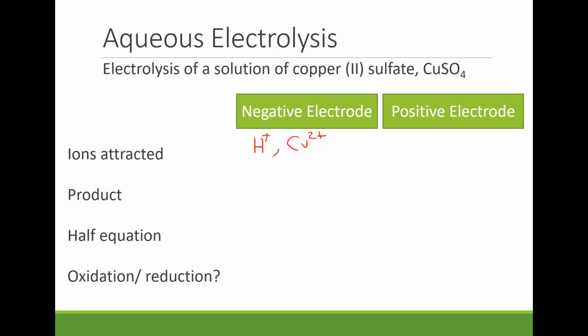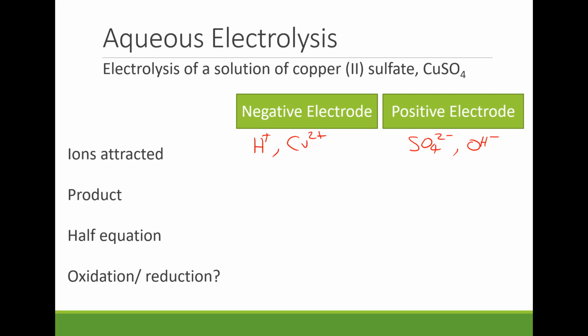And then flip side, looking at the positive electrode, we've also got the sulfate ion, SO4 2 minus, and the hydroxide ion coming from the water there. So let's just make that a little bit neater there. OH minus, good. So let's now focus on the negative electrode.